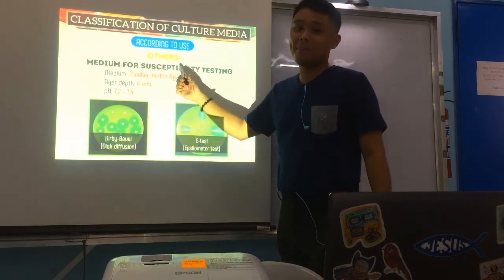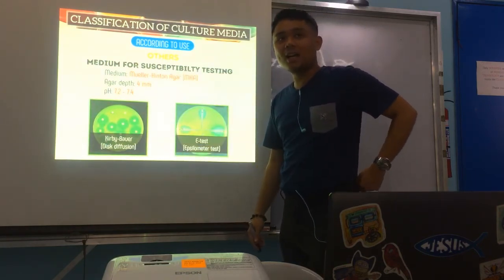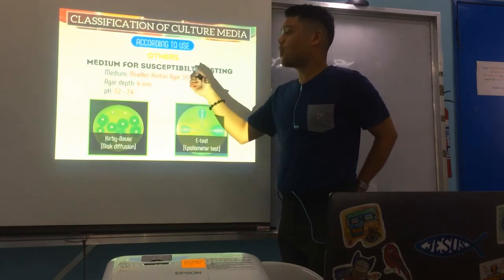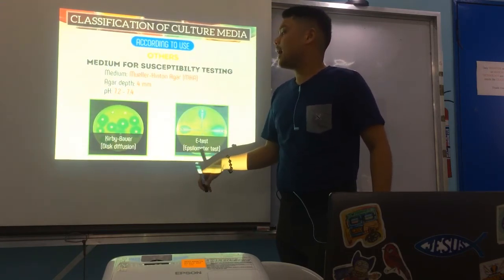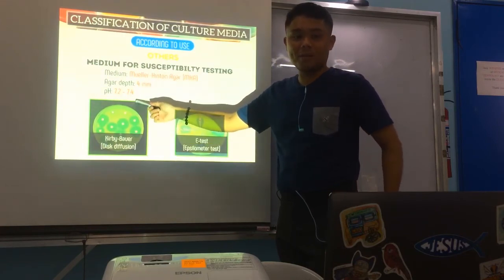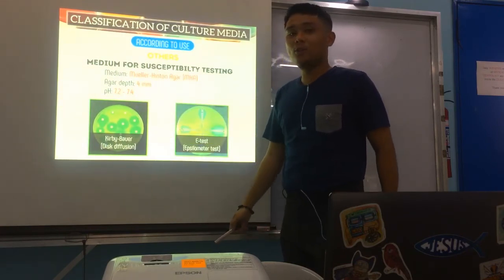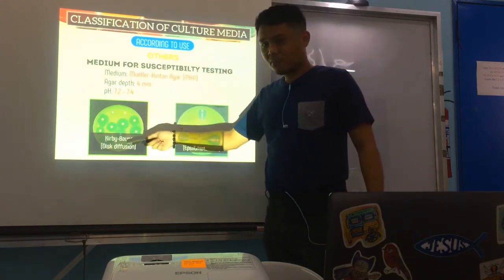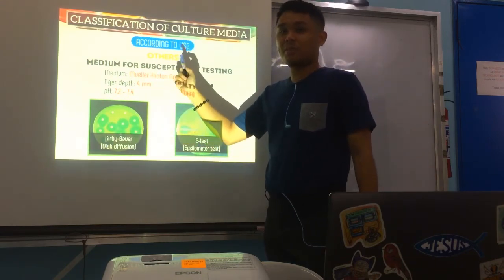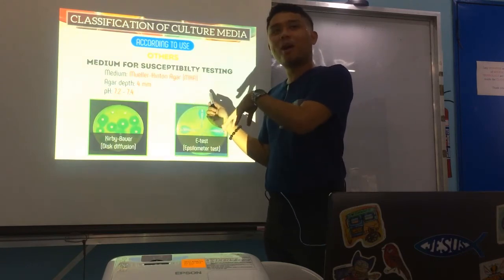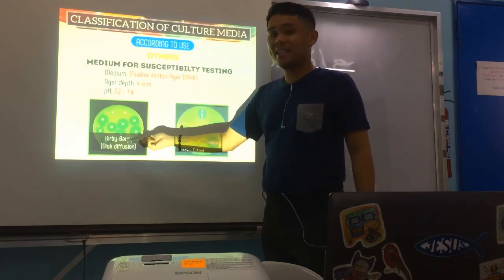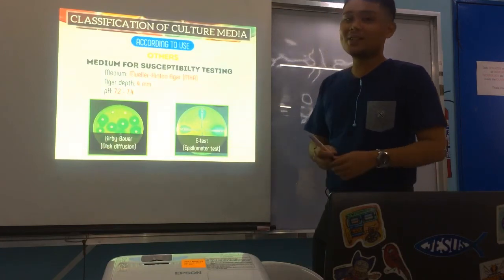Next, you have medium for susceptibility testing. We only have one, and that is MHA, always Mueller-Hinton agar. We'll have a discussion on this furthermore when we go to AST, or testing for susceptibility. The agar depth is always 4 millimeters and the pH is 7.2 to 7.4. Now, there are two types of tests for susceptibility testing. We'll discuss these soon, in the later part. You have your Kirby-Bauer disc diffusion and you have your epsilometer test or E-test.